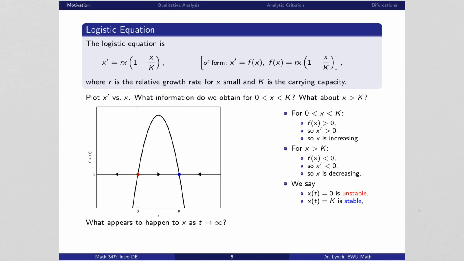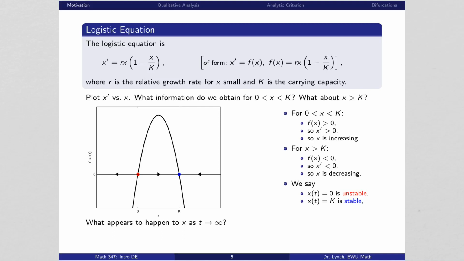Accordingly, we say that x of t equals 0 is unstable. When you get bumped off, you don't come back. And we say that x of t equals k is stable. And you can classify stability as answering the question, if you get bumped off the equilibrium solution, do you always come back? And we'll see more of that in just a minute.